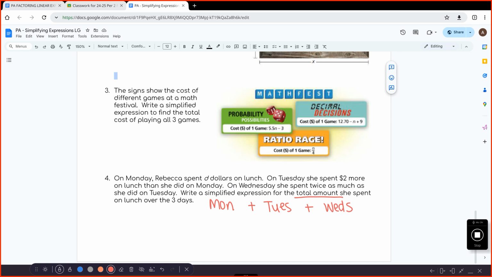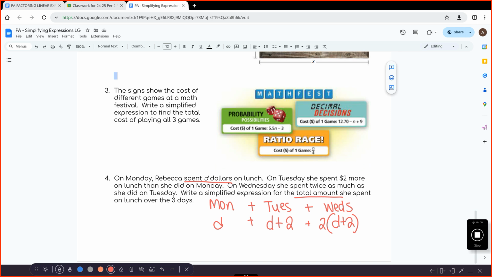All right, so our expression for Monday is that she spent $D on lunch. So Monday, she spent $D. On Tuesday, she spent $2 more on lunch than she did on Monday. So if on Monday she spent $D, that means on Tuesday she spent whatever she spent on Monday, $D, plus an additional $2. All right, and then on Wednesday she spent twice as much as she did on Tuesday. So we're going to take what she spent on Tuesday, and we're going to multiply that amount by 2. All right, and now we can add and simplify.